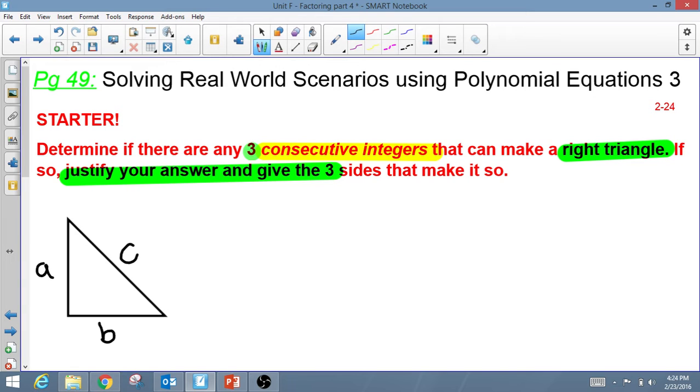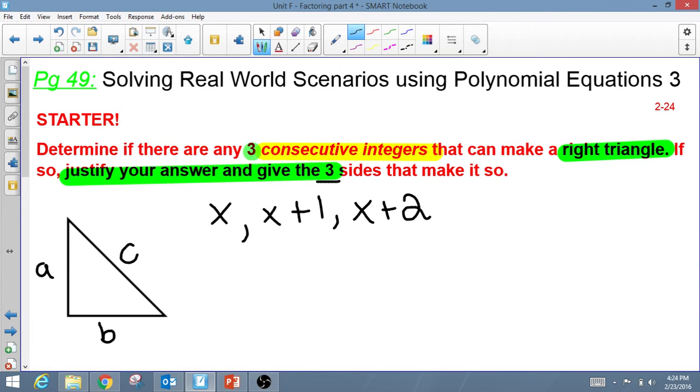So if our first one, let's call it x, what would our second one be? It would be the very next one. So how we write that in math is x plus 1. Now it said we needed 3 numbers, so we need 1 more. The next one would be x plus 2.